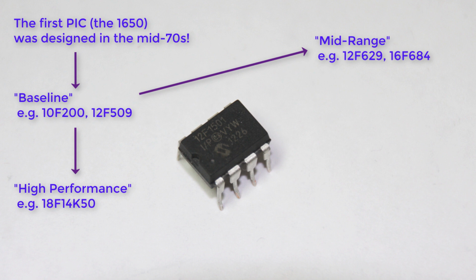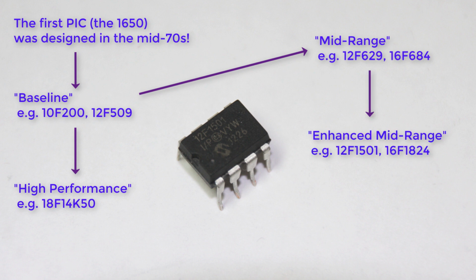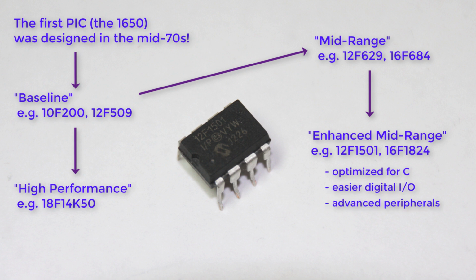But the mid-range still had some significant limitations, so Microchip eventually developed the enhanced mid-range architecture to replace it. It's better for C compilers, it makes output operations easier, and it has some more advanced peripherals available for it. So unless you really need a tiny 6-pin package, or to save money, the enhanced mid-range devices are the lowest end PICs that you should be using these days.